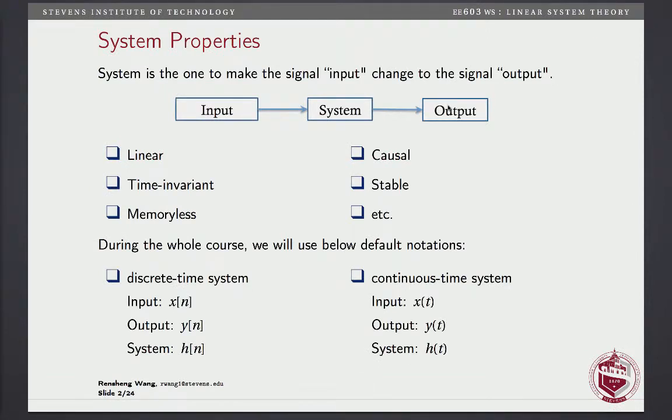Here we list the model for systems. Basically we have input, we have output. The link from the input to the output we call the system. Or we can think of the system as the one that makes the input signal change into the output signal. We will use many different terms to describe systems, like linear system, time invariant, memoryless, causal, stable, or something else.